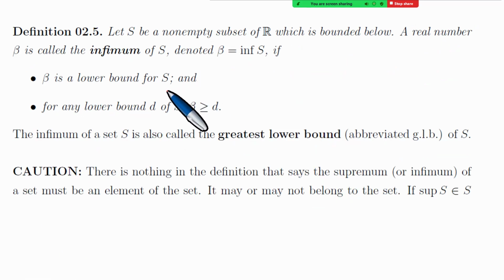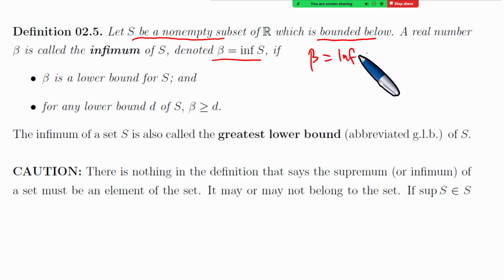Okay, let us look at definition 02.5. We begin with S being a non-empty subset of R, which is bounded below. So there's a set that is bounded below, but it's non-empty. A real number beta is called the infimum of S, denoted: the infimum of S is beta. So beta is the infimum of S.